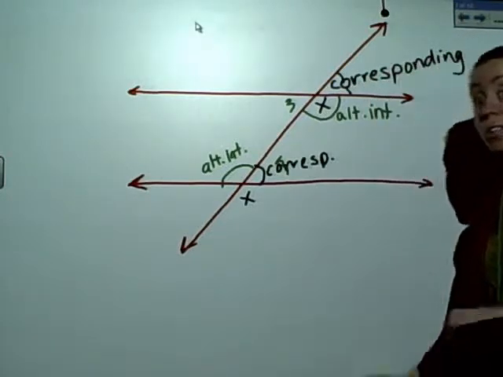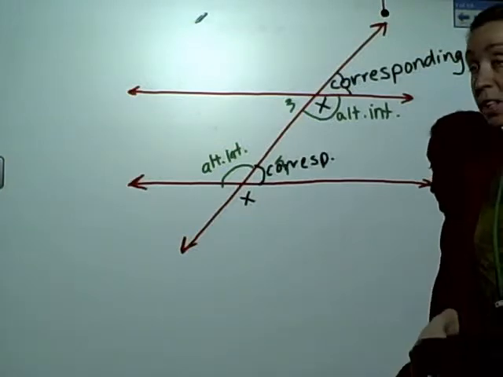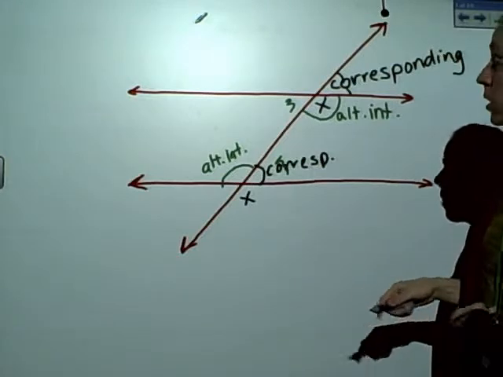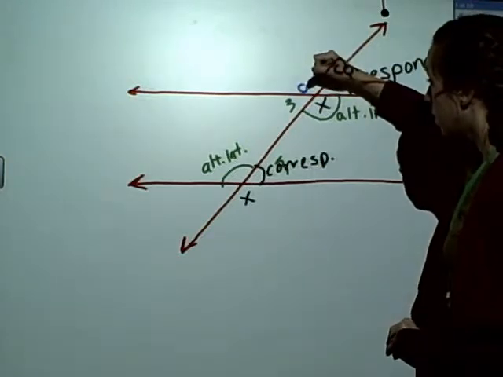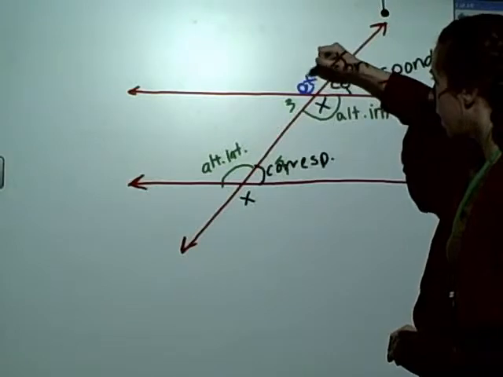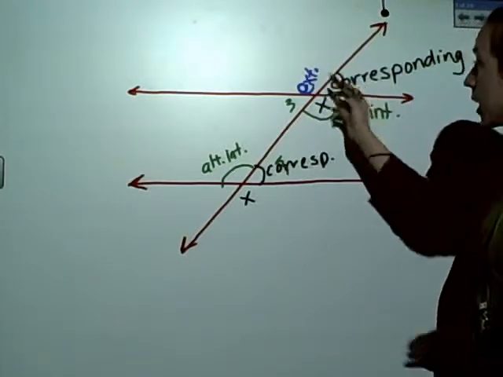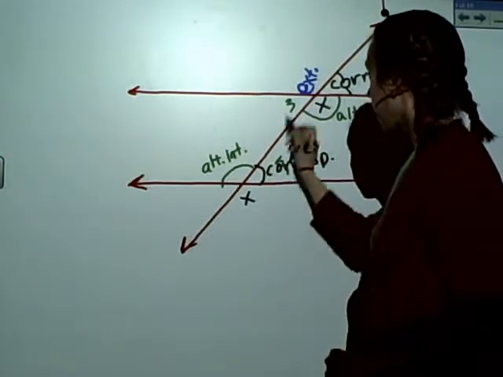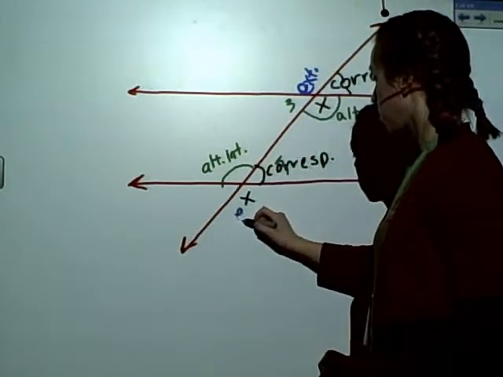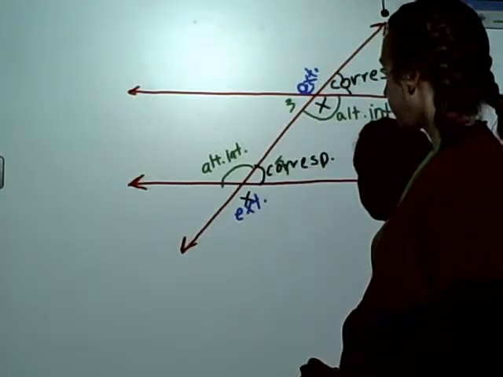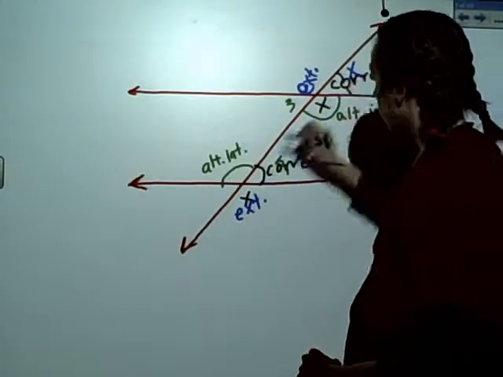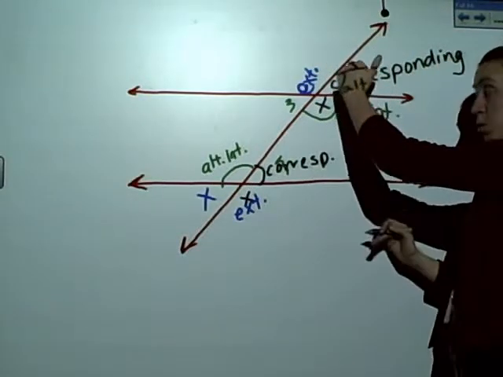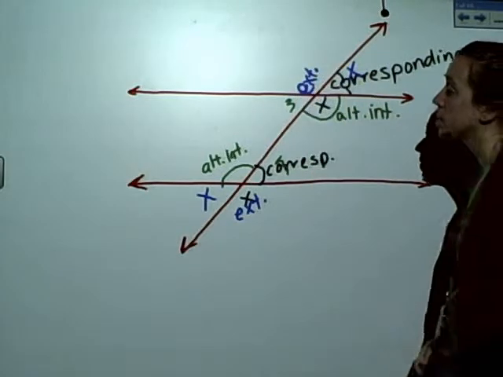Another one we talked about is alternate exterior. Alternate exterior is on the outside of those parallel lines, and they have to alternate on that transversal. So here's one. Exterior angles on the other side of that transversal have to look about the same. So here's the other one. We could also say here and here. They have to be on the outside of those parallel lines on alternating sides.